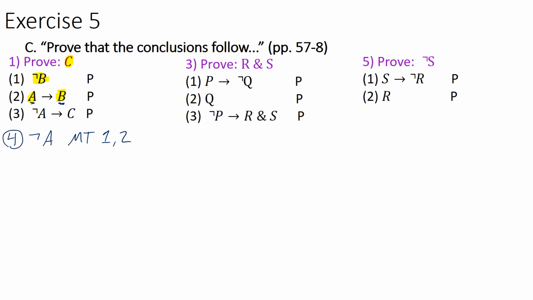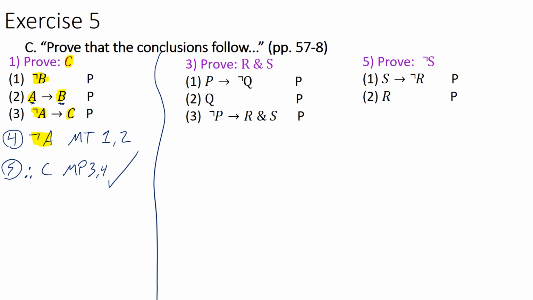But since we now know that not A is the case, we can look to line 3. We could affirm the antecedent to that conditional to derive C by modus ponens. So for line 5, therefore it does follow C by modus ponens with lines 3 and 4. And that concludes that proof.